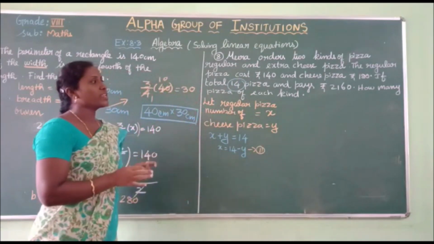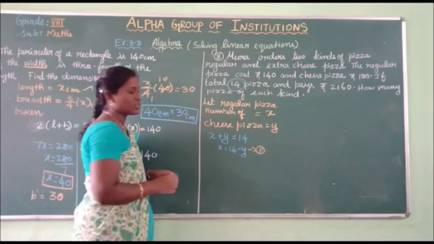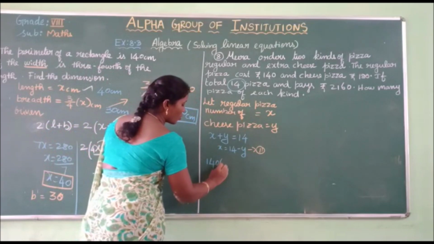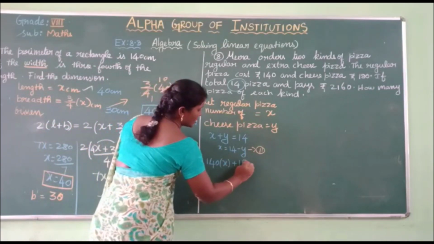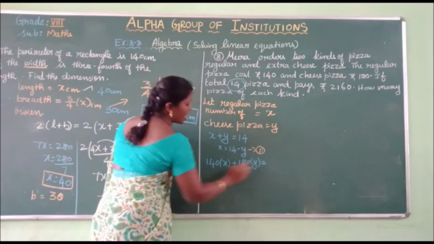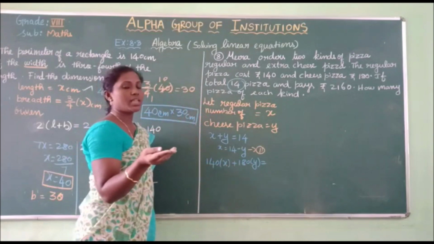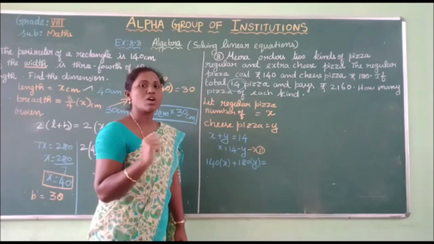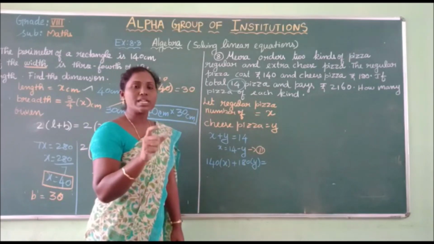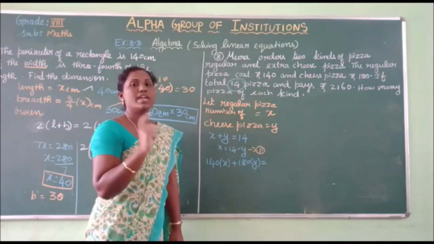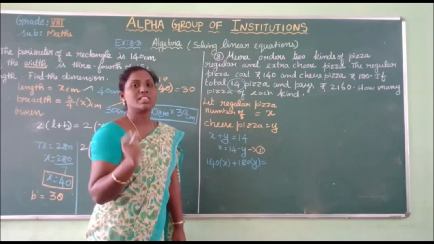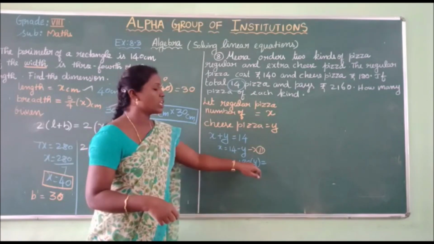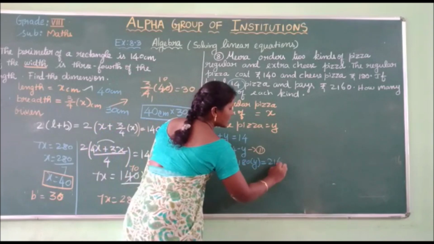Now she pays totally 2160 rupees. So the total amount of regular pizza plus cheese pizza. What is the amount of regular pizza? 140 into x plus 180 into y. If I add this total amount, for example, if I am buying a chocolate for 5 rupees, and totally I am buying 10 chocolates, how do we calculate the amount? Number of chocolates into cost of one chocolate. 10 into 5 will give you the value of 50. The same thing, so here I am multiplying with the number of pizzas. 140 into x plus 180 into y is equal to 2160.